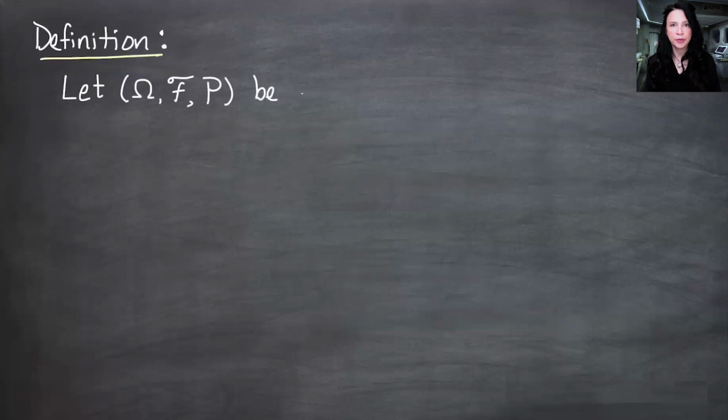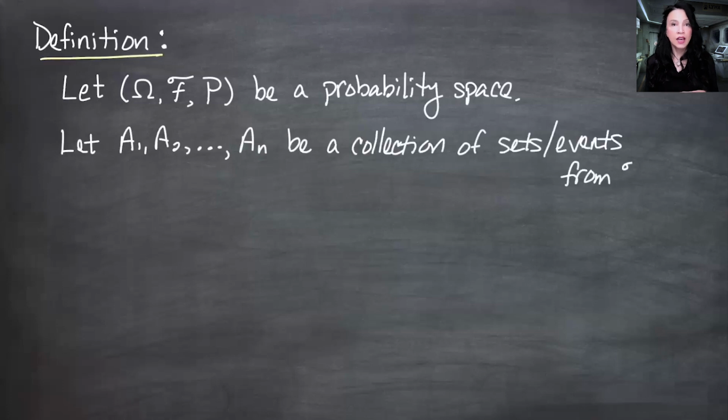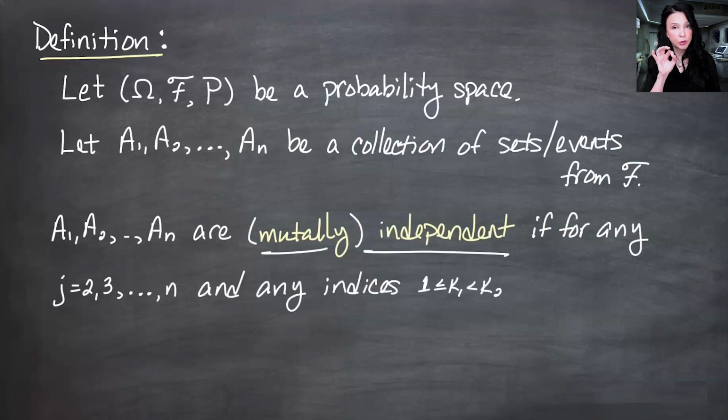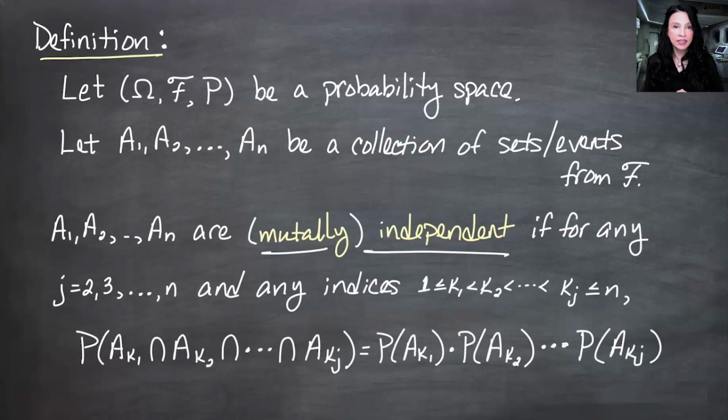I'm going to start with a probability space, an omega, an F, and a P. I'm going to let A1, A2, A3 on up be a collection of sets from F. I'm not talking about sequences here, so the ordering is not important. I just have numbered a bunch of sets from F. We say that A1, A2 up through a fixed AN are independent, or more specifically, mutually independent, if for any J from 2 to N and any indices K1, K2 up through Kj that are ordered and between 1 and N inclusive, the probability measure of this intersection is equal to the product of the individual probability measures.